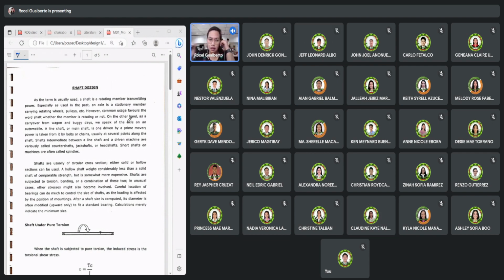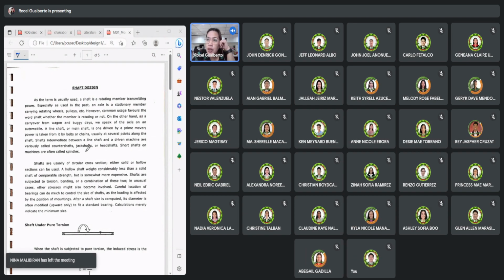Okay na po. Okay. So, for today, we'll have the shaft design. So, when we say shaft, it is simply a rotating member which transmits power. So, we have different classifications of the shaft. We have the main power transmitting shaft. So, it is driven, of course, by a prime mover. And then we have also yung tinatawag natin na intermediate shaft, which is between the line shaft and the driven machine. And then the last one is yung short shafts, which we call spindles.